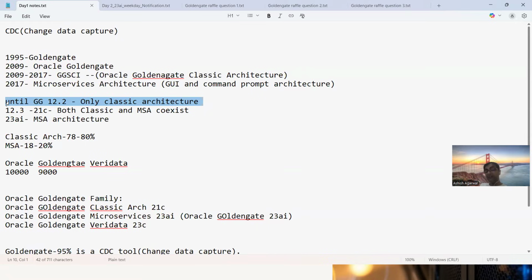However, having said that, if you go out into the market, I would say 78% is still classic architecture and approximately 22% is microservices architecture. And guys, let me tell you, 23ai has got a lot of traction now. I see a lot of questions being asked, what is the percentage of microservices architecture, is it a good idea to learn 23ai? Guys, I would highly recommend it now, because 23ai, first of all, is AI powered. GoldenGate has embraced AI now. AI is the future, as we all know, right?